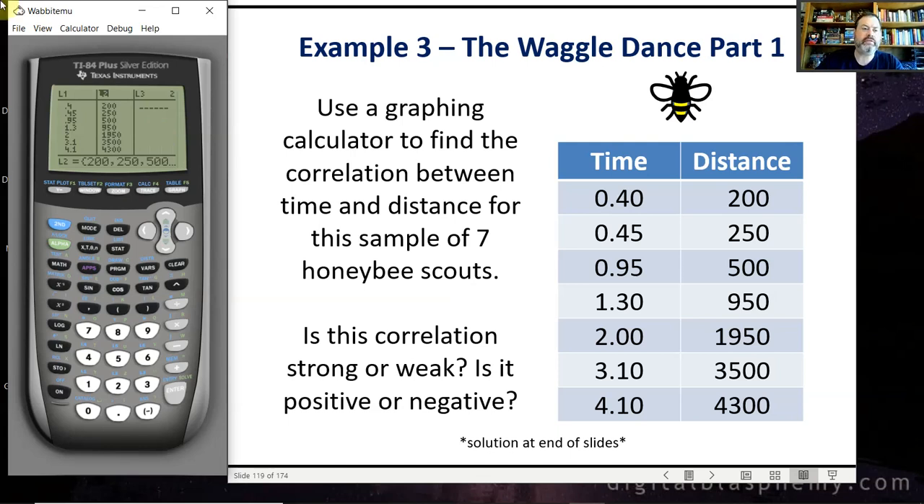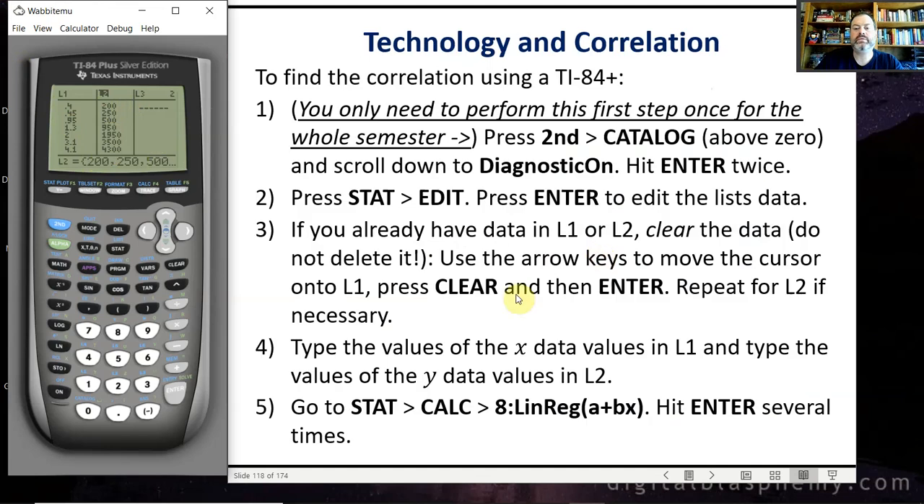So here, look at what we have here. We've put our data in. So, here's our first honeybee scout all the way down. Here's our last one. Now, what you do is you go to Stat Calc. So Stat, we go over to Calc. Now, we did 1 and 2 variable stats. That's something we could do. But we're going to go down to number 8, which is LinReg a plus bx.